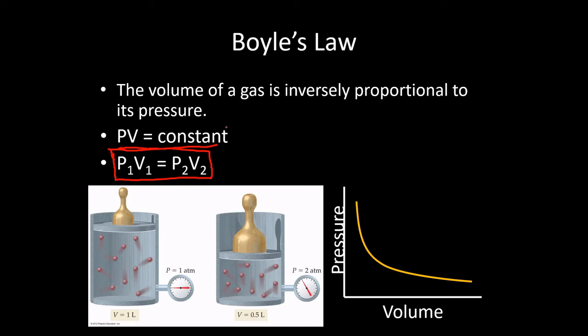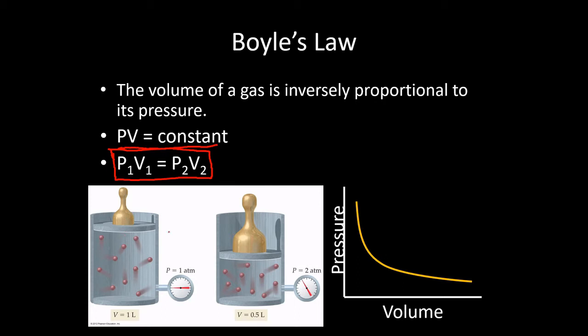As long as you're not changing the number of moles, that's held constant, and the temperature is held constant. So if everything else is the same, the pressure times the volume in one situation is going to be equal to the pressure times the volume in a different situation. You can see that here. We have a sample of gas. It has a volume of 1 liter. It has a pressure of 1 atmosphere because there's a certain amount of pressure being applied to the plunger up here on the top.